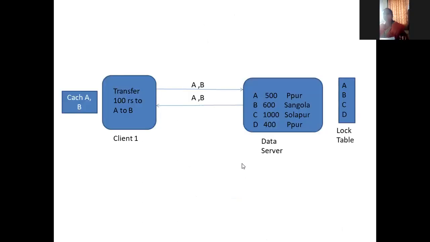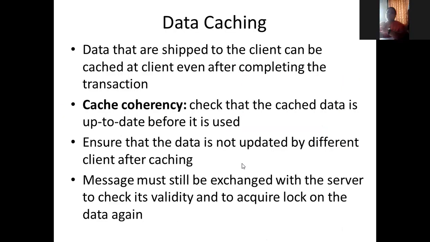So what does data caching mean? The data shifted to the client can be reused; you can perform the same transaction on the same accounts A and B, and every time you may require A and B. So that data is stored in the cache for fast access. For that reason, the data is stored in the cache at the client even after completing that transaction.